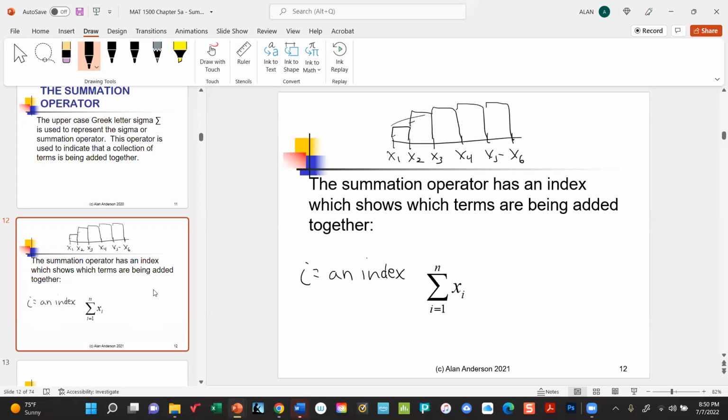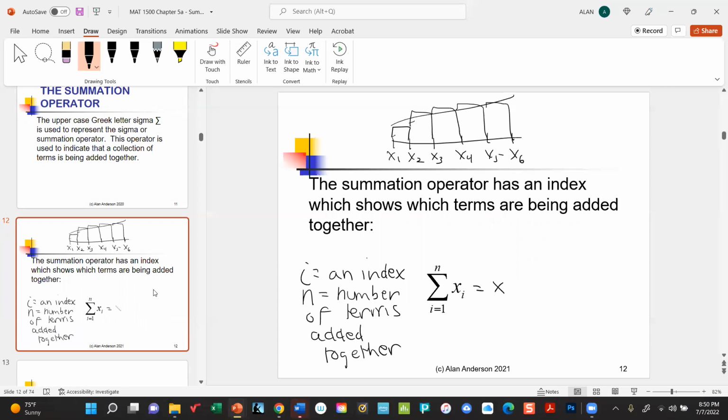For some function or other. And the n represents the number of values that you're adding together. So what you're seeing here is a shorthand notation for this.